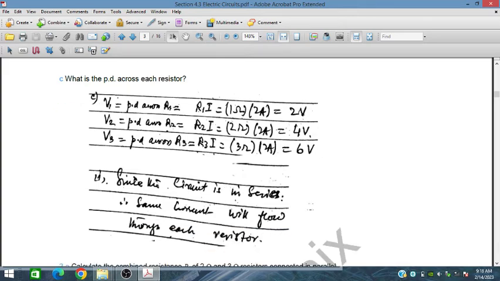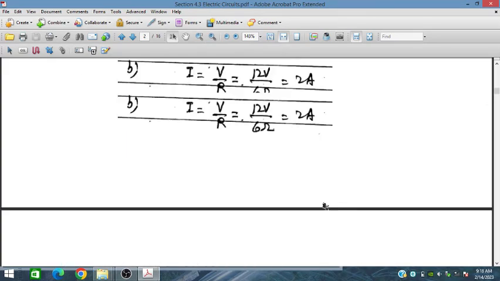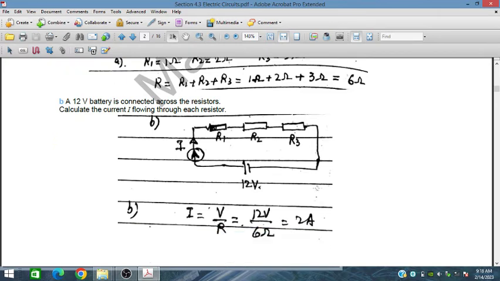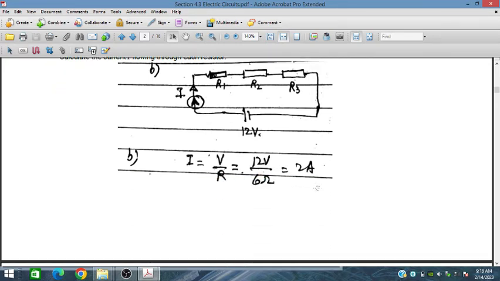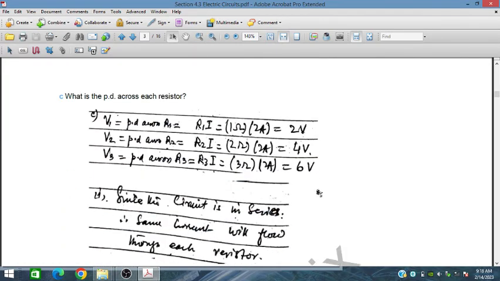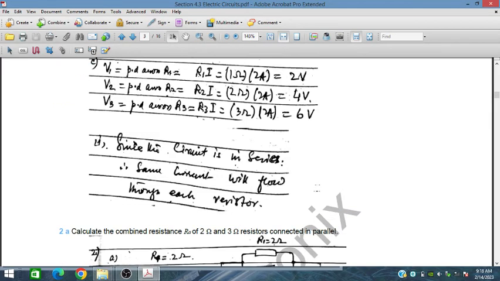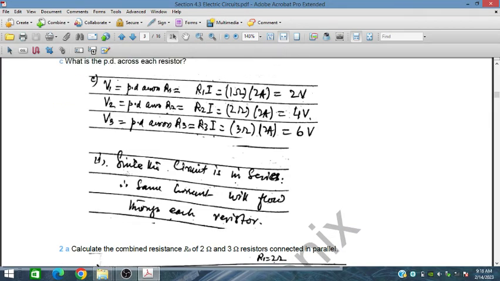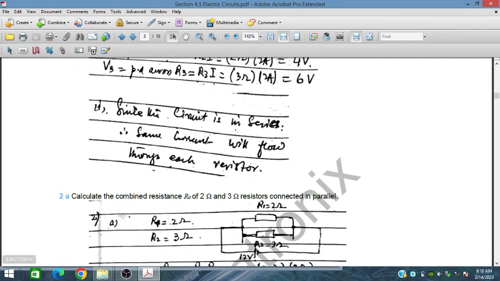Since the circuit is in series, the same current will flow. So calculate the current flowing through each resistor and the potential difference. Since the circuit is in series, the same current will flow through each resistor.